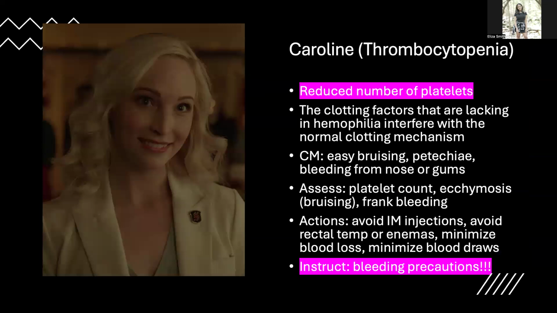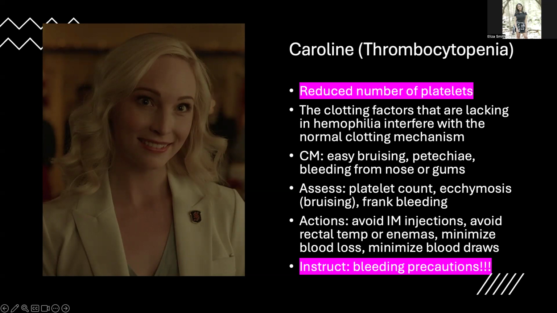Okay. So next we have Caroline Forbes, and she's our model for thrombocytopenia. So thrombocytopenia, which is a reduced number of platelets, causes excessive bruising, prolonged bleeding, and issues with clotting. Caroline, after turning into a vampire, struggled with her newfound fragility and healing process. Her transformation can parallel how patients with thrombocytopenia have to be cautious when it comes to injuries and bleeding.